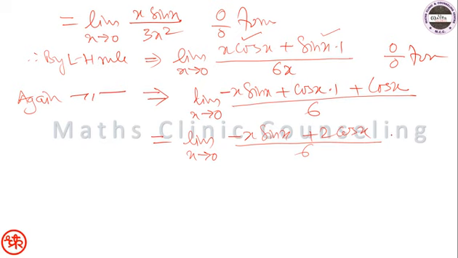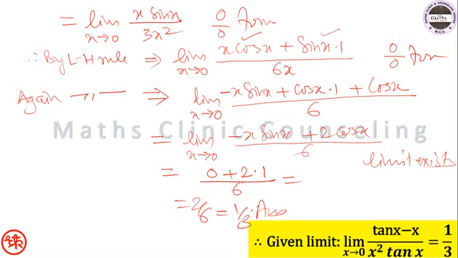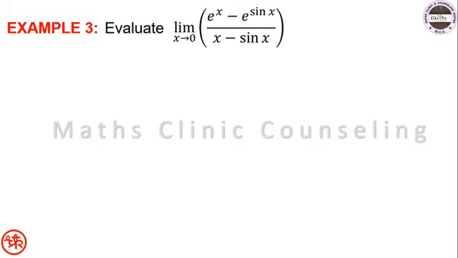Now check. If we put in the limit, it is equal to 0 plus 2 into 1 divided by 6, which means the limit exists. And so it is equal to 2 by 6, and that is equal to 1 by 3, the answer. So the given limit is equal to 1 by 3. So a similar kind of example here.